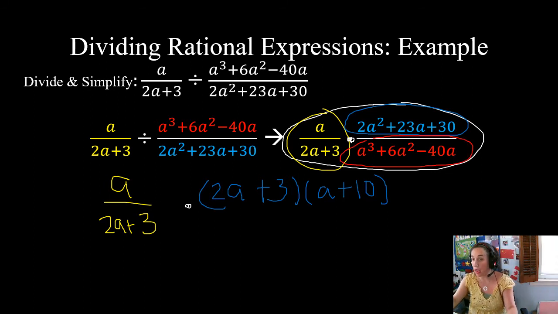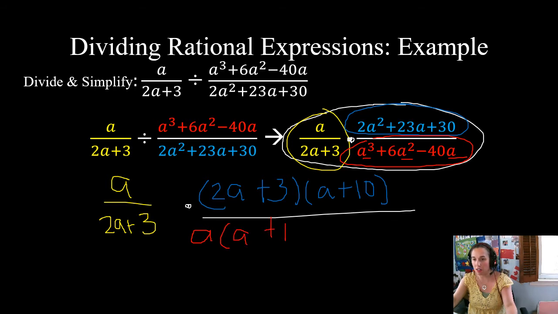And then when I look at the denominator of my second rational expression, I see that I can pull out an overall GCF first. So I can pull out an a because they all have a's. That's my first factor that I'm going to pull out. Once I do that, I'm left with a 3-term polynomial, so then I'm going to use the AC method. I'm left with a squared plus 6a minus 40. That factors as a plus 10 times a minus 4.